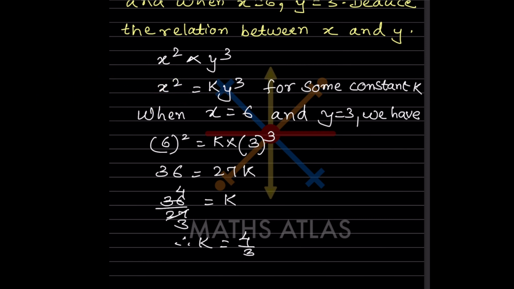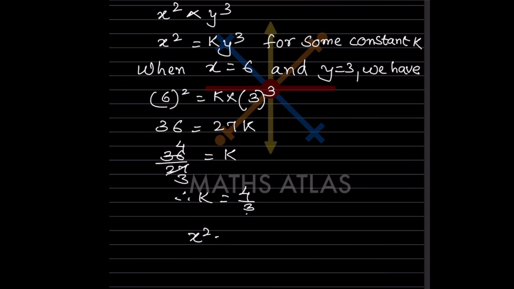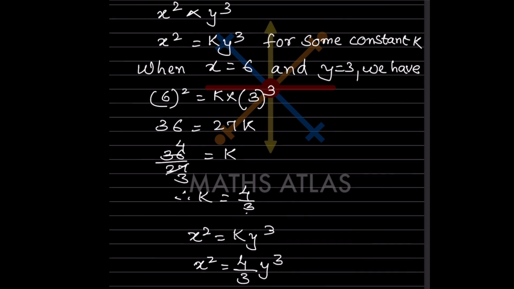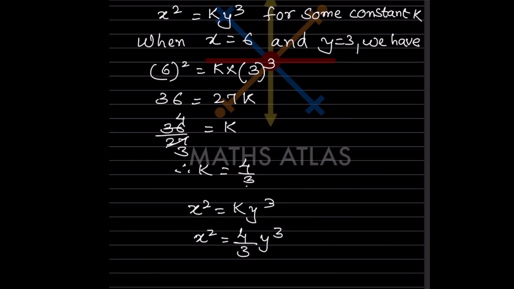So now this 4 by 3, we are going to plug it in this. So now what will you write here? x square is, let us write the equation same over here. So x square is 4 by 3 into y cube. So now what will you do here? You can just simplify this by taking this to this side. So you will write here 3x square is 4y cube.